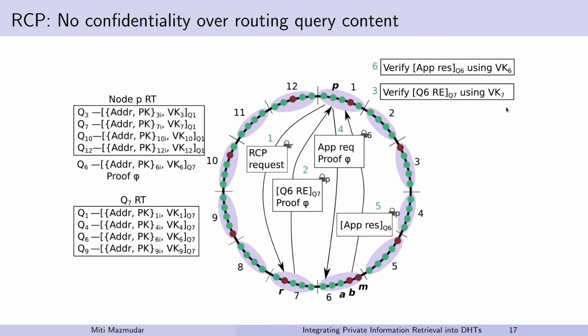These RCP protocols provide integrity of routing responses. They do not provide confidentiality over routing query content. For example, in step 1, all nodes in quorum 7 know that node P wants to communicate with quorum 6.